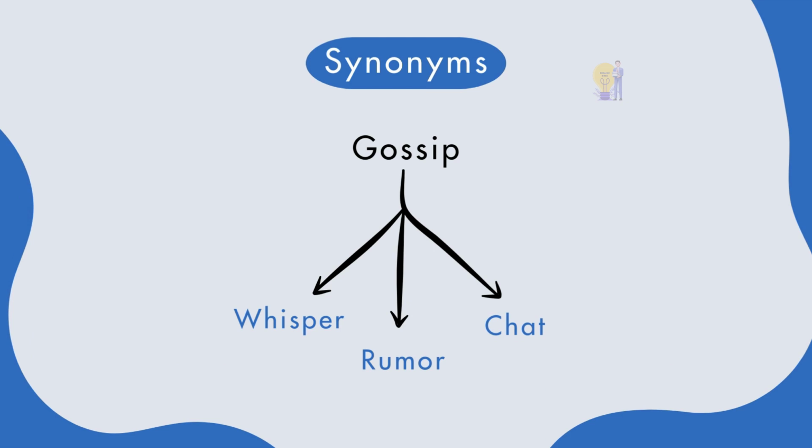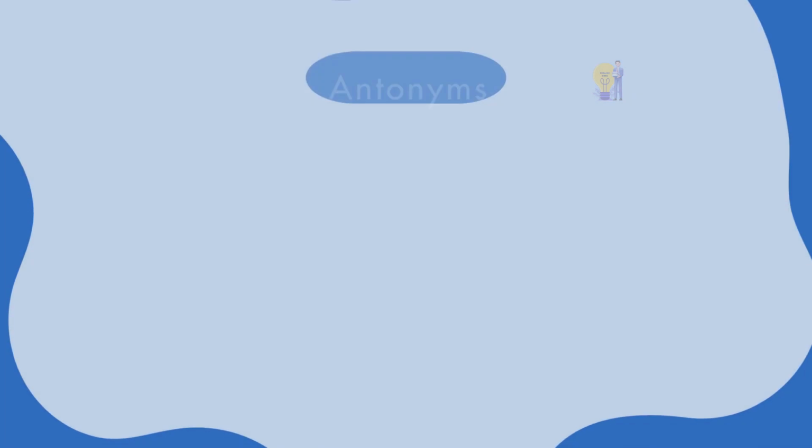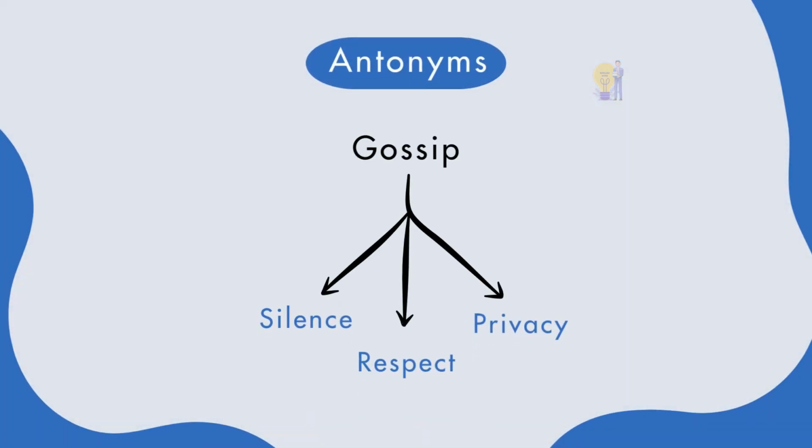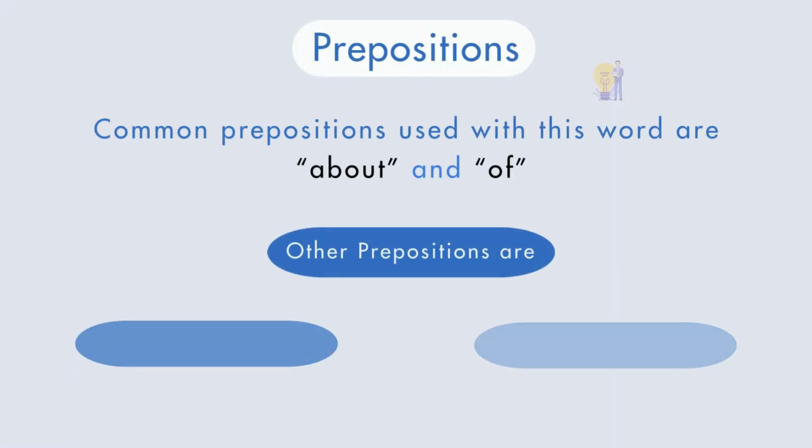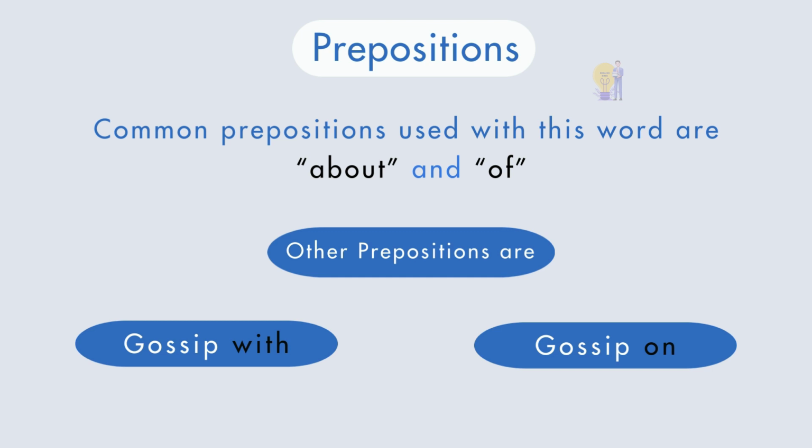Synonyms of gossip are whisper, rumor, chat. Antonyms are silence, respect, privacy. The first form is gossip, second form is gossiped, and the third form is gossiped. Common prepositions used with this word are about and of. The other prepositions are with and on.